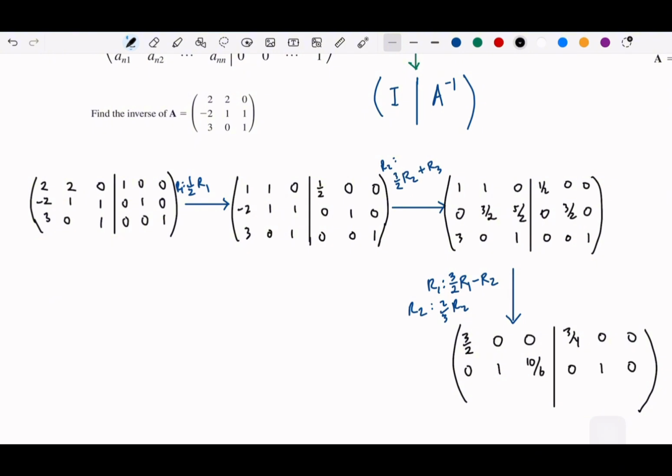Professor? Yes. Excuse me. If we do 3 over 2 R1 minus R2, won't the third member of R1, which is 0, be 0 minus 5 over 2? No? Oh, right. This should be... wait, does this work? I haven't checked the final result. Let me check the final result first, okay? To make it fast, let me open my MATLAB.